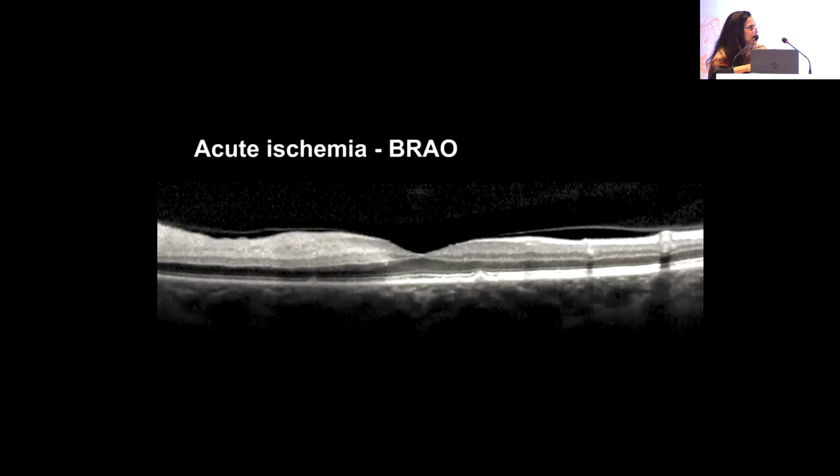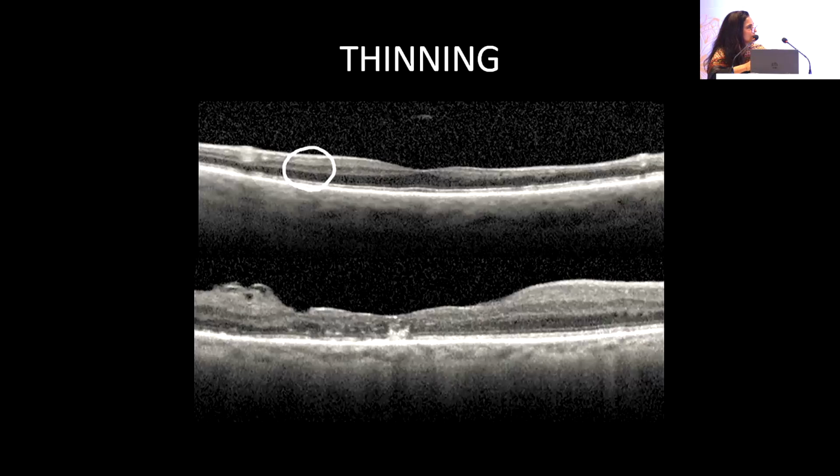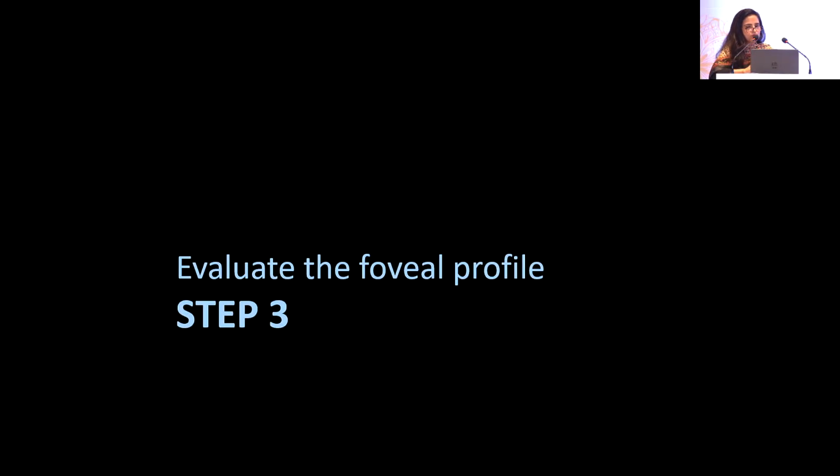A BRAO, just by looking at this picture, you can say that this is a BRAO because you see this hyporeflective area here. This is very characteristic because of the ischemia in BRAO. It is not present on this side, it's present on this side. Now, thinning would appear like this. This is the normal retina, and this is the area which is thinned out. And here you see there is a loss of all the anatomy in this case, so those patients would not have good vision.